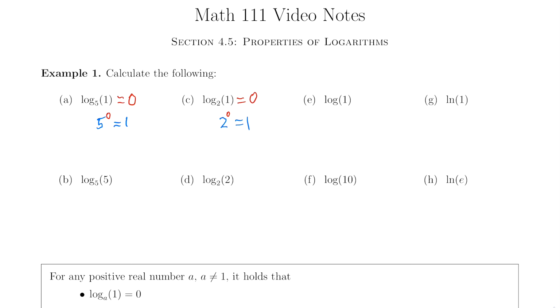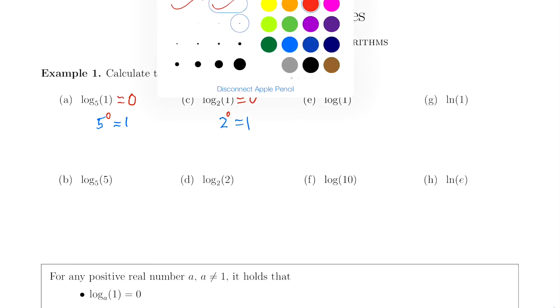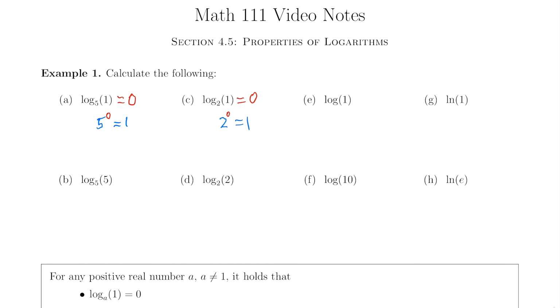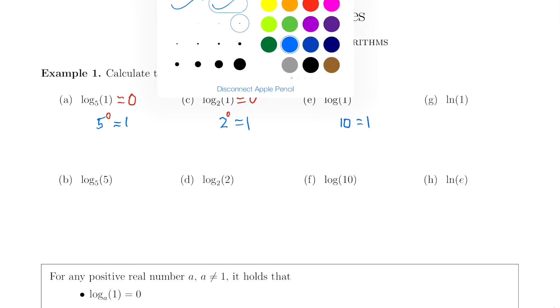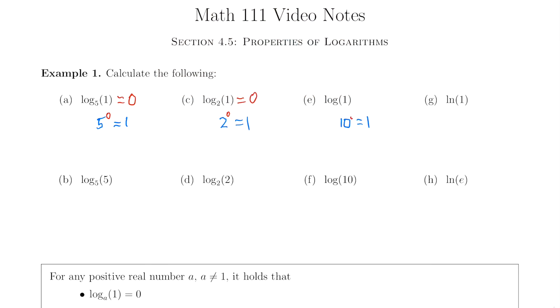The next two are here to refresh our knowledge of what it means when I just have log and no base written. I hope at this point you remember that that means we have base 10. So we have 10, and again the question is, to what power do we have to raise our 10 in order to get a 1? Again, it will be 0. So our answer to log of 1 is 0.